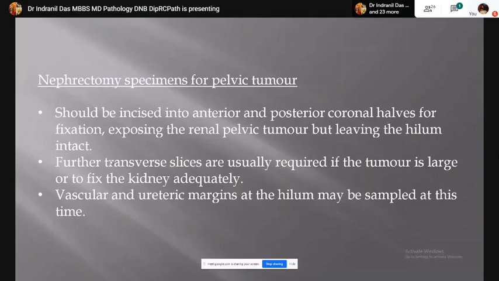And in a nephrectomy specimen for pelvic tumor, the specimen should be opened into anterior and posterior coronal halves for fixation, exposing the renal pelvic tumor. Further transverse slices are usually required if the tumor is large. Vascular and ureteric margins must be sampled.